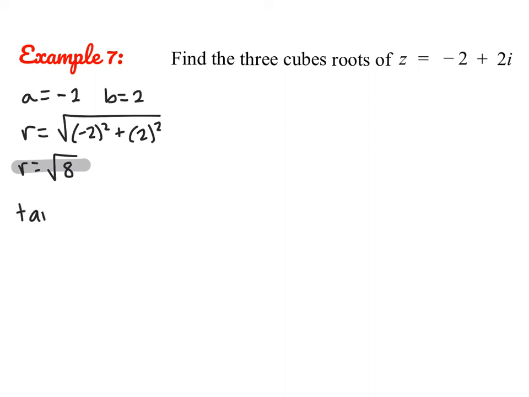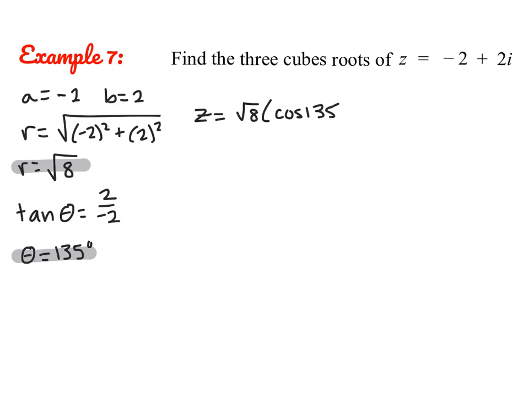And let's find theta. Tangent of theta is b over a. So I can see here that theta must be 135 degrees, or we could say 3 pi over 4. And actually for this problem, let's just use degrees. Let's give it a try. That means that the trigonometric form of our number is going to be root 8 times the cosine of 135 plus i sine of 135.